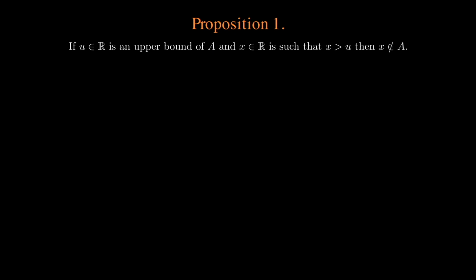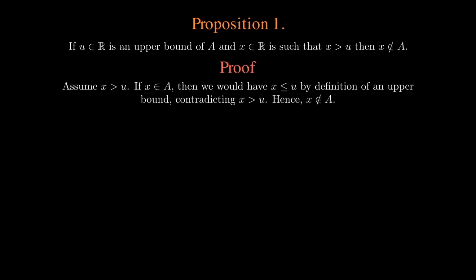If u is an upper bound of A, and x is such that x is strictly greater than u, then x is not in A. To show this, we'll use a quick contradiction proof by first assuming that x is greater than u, and then assume that x is in A. This would imply that x is less than or equal to u, since u was an upper bound for A, but this contradicts the first assumption that x was greater than u. Thus, x is not in A.